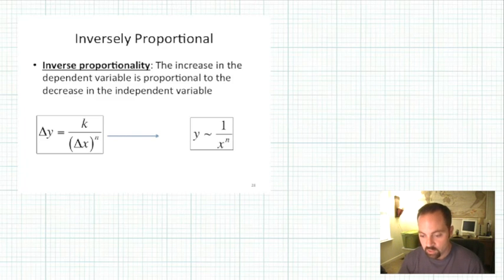So we've got 4 relationships. Actually kind of just 3: direct, squared or square rooted, and inversely proportional relationships. These are going to be the ones that we're going to talk about most in class, and these are the ones that I want you to become familiar with identifying.